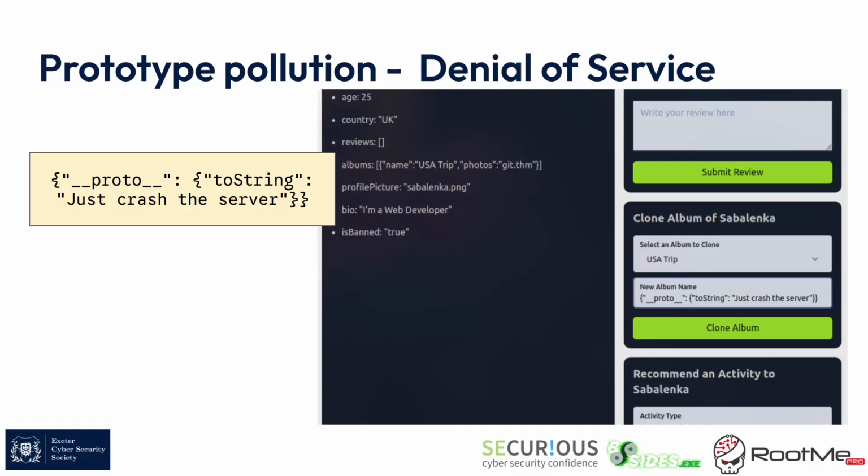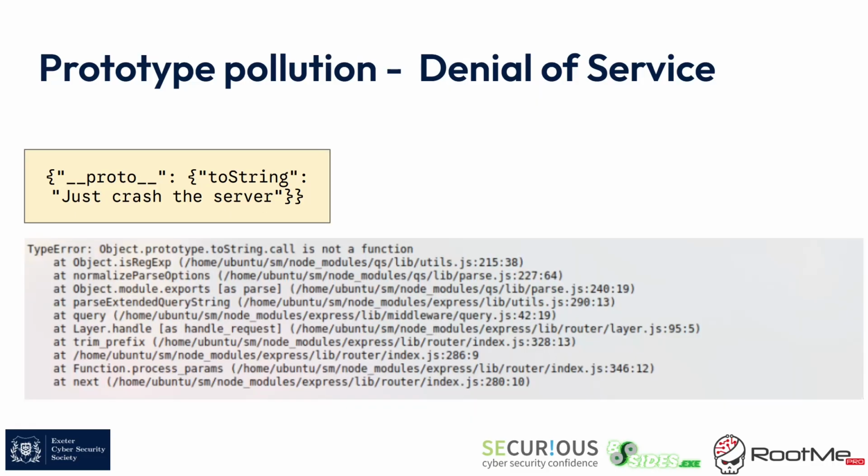So now you can see here, I have a payload that's trying to override the toString function to just crash the server. And I'm using the same endpoint again. And if I click clone album, this is what happens. The website kind of crashes.